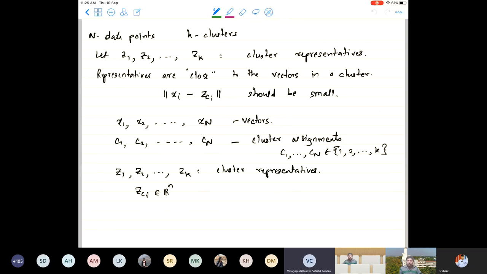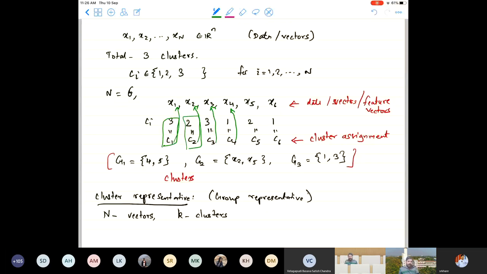What are cluster representatives? So we'll come to that. A cluster representative: given a cluster, you want to represent the entire cluster with only one vector. That cluster might have 100 data points, but you want to represent the entire cluster with only one representative, not the 100 data points. That's what you mean by cluster representative. Okay.